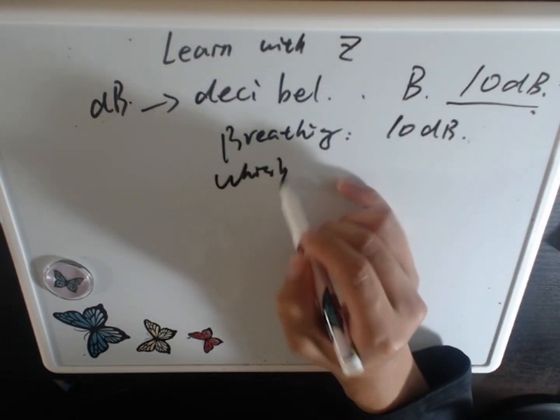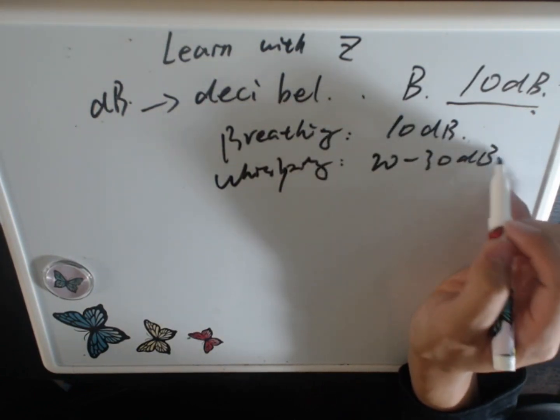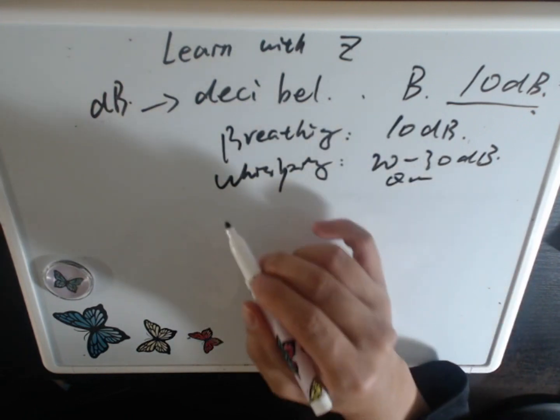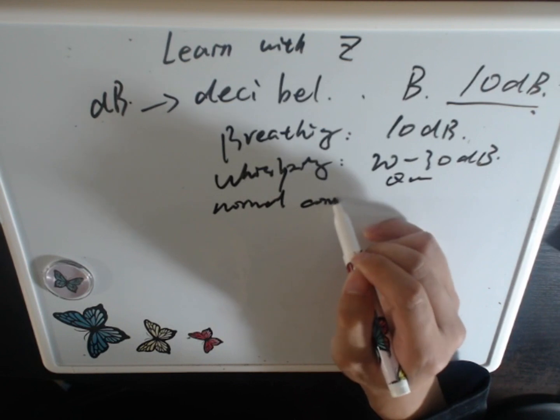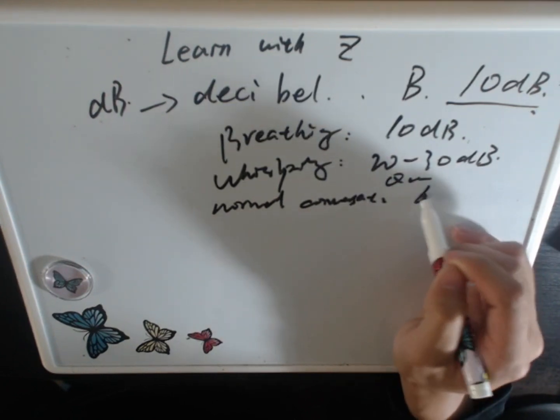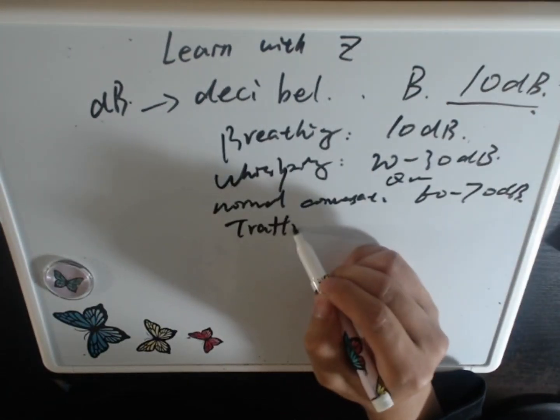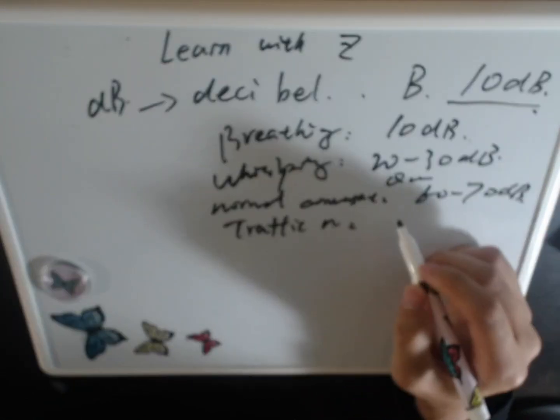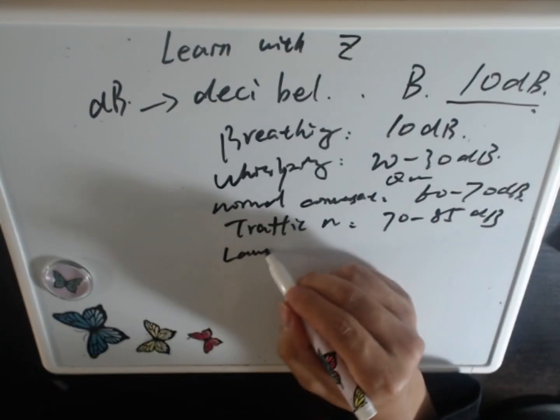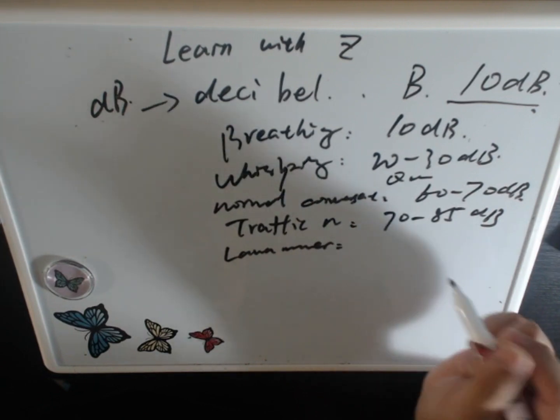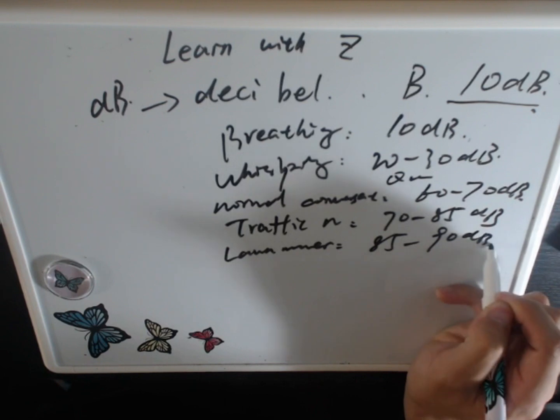Whispering is about 20 to 30 dB. It's a quiet conversation. And normal conversation, like what I'm talking right now, is 60 to 70 dB. Traffic noise is about 70 to 85 dB. A lawn mower, a machine you use to cut the grass, is 85 to 90 dB.